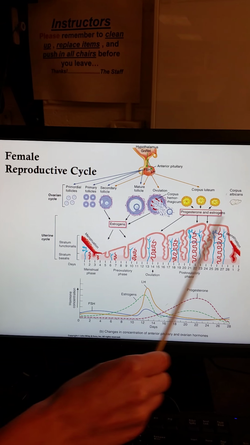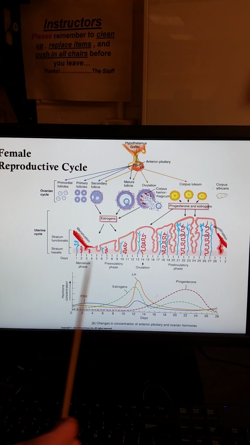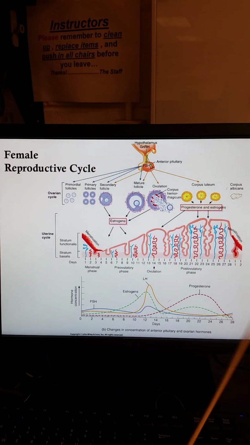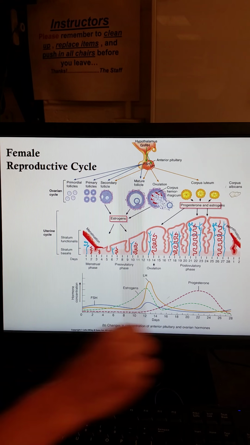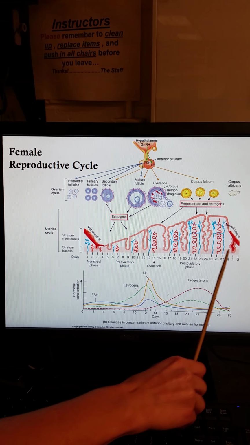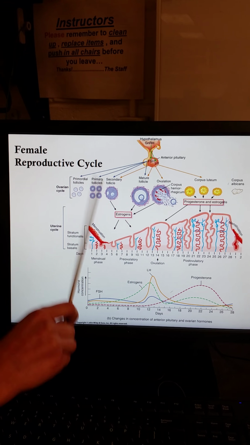On the top, you can see everything that's happening in the ovary. In the middle, you can see everything that happens in the uterus. On the bottom, you can see the changes in different important hormones over time. So day 1 is here, day 28 is here. And that whole span, from day 1 to day 28, is the entire female reproductive cycle.